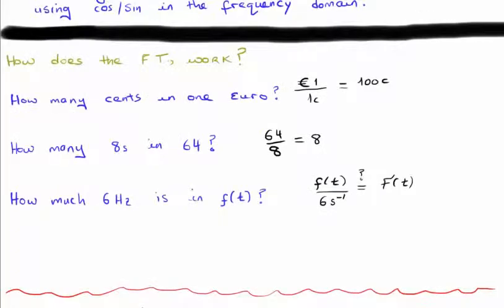How does the Fourier transform work? Well, if I was to ask you how many cents do you have in €1, you would divide €1 by 1 cent and get 100. You do the same thing to find out that there are 8 eights in 64. So if you wanted to find out how many 6 Hz signals are in your initial signal, perhaps you would divide your initial signal by 6 Hz. Is that what the Fourier transform is doing?